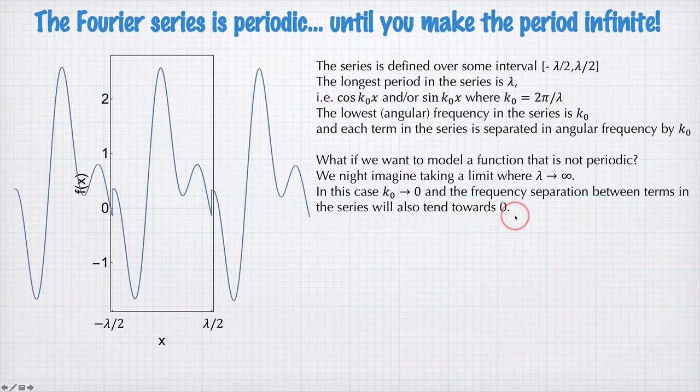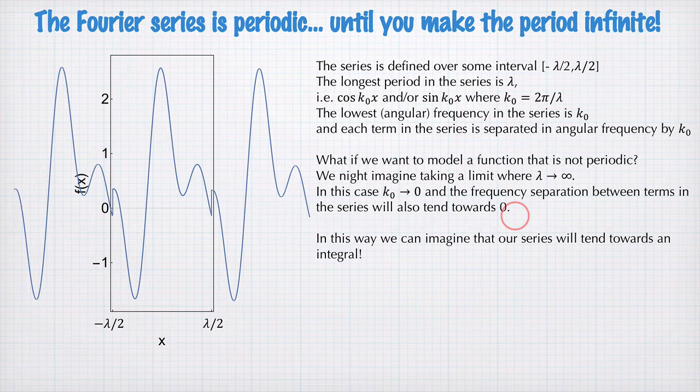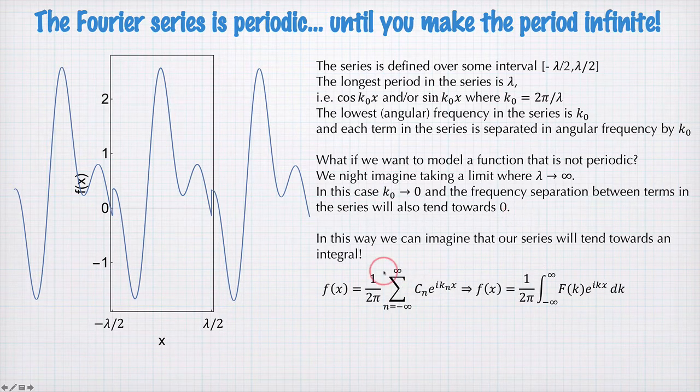So if you remember before, we plotted a discrete spectrum of the terms in the Fourier series, the spacing between these terms will tend towards 0. So in this way, we can imagine that our series will tend towards an integral. In other words, here's our Fourier series, and as we allow the spacing between these frequencies to tend towards 0, which corresponds to allowing our domain of integration here to tend towards infinity, then this sum will tend towards an integral.